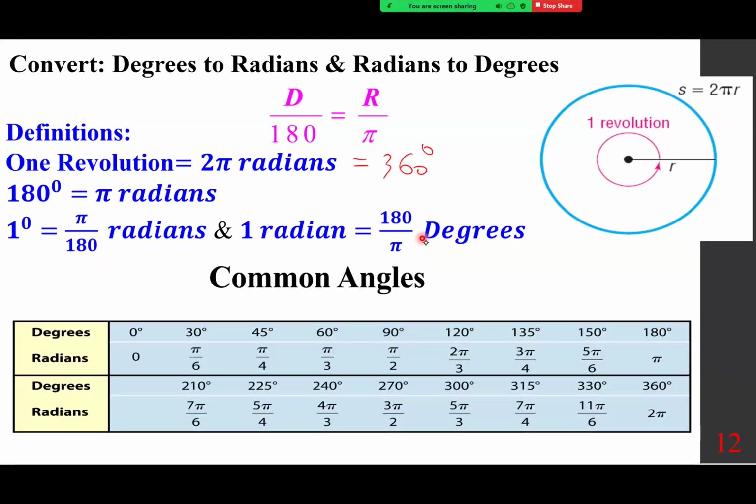So some of the common angles or arcs that you should be familiar with, you can find them here. I hope you remember those. Obviously, 30 degrees is pi over 6, 45 degrees pi over 4, 60 pi over 3, 90 pi over 2, 120 2 pi over 3, 135 3 pi over 4, 150 5 pi over 6, 180 is pi, and the rest of them. Okay. Those are some common arcs.